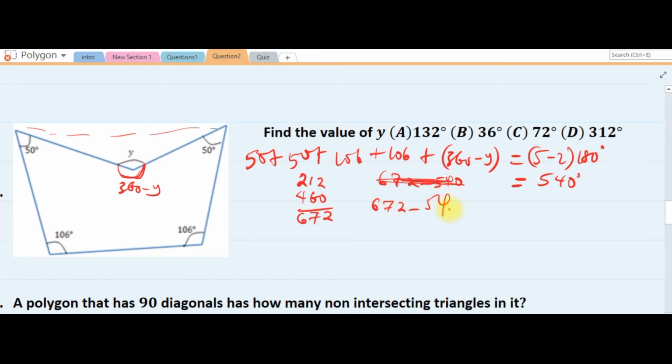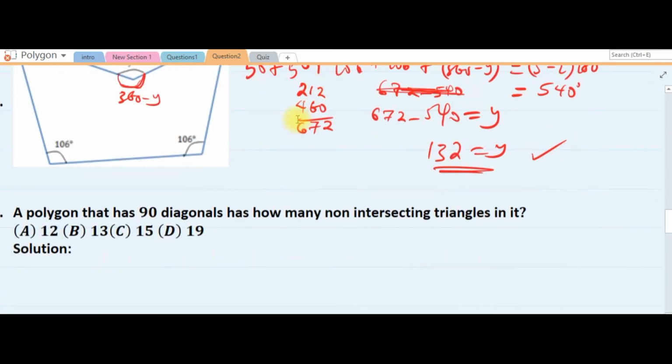672 minus 540 equals y. So 2 minus that is 2, 7 minus that is 3. Finally, the answer is A. So that's our answer. Our answer is A.